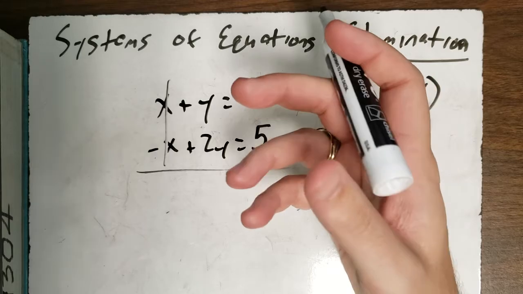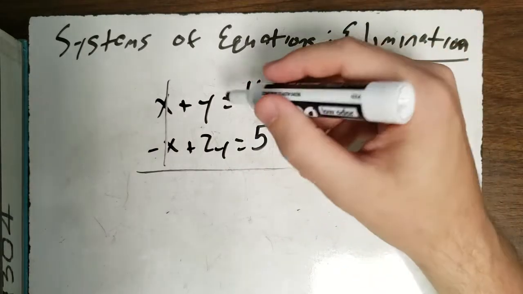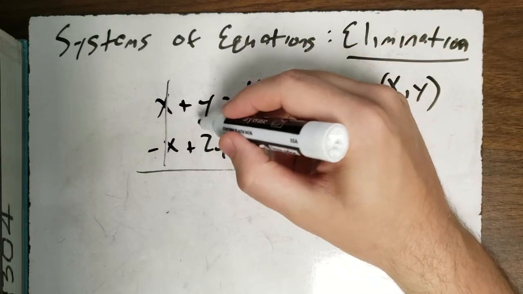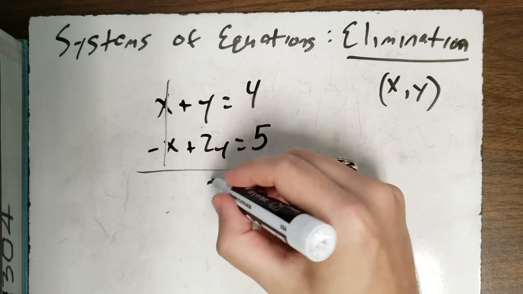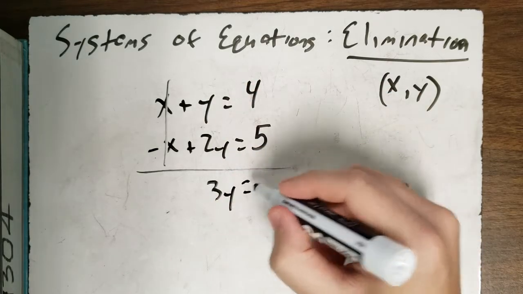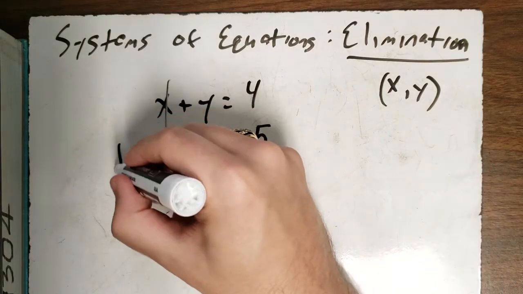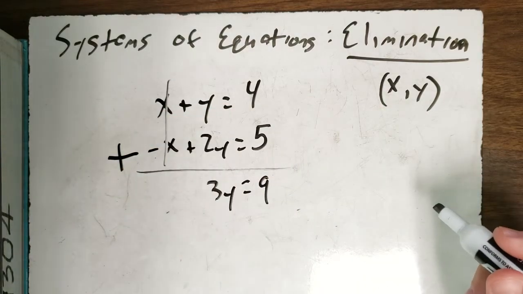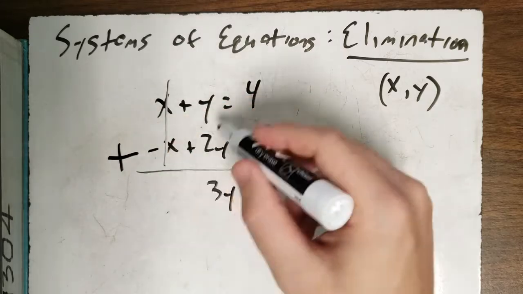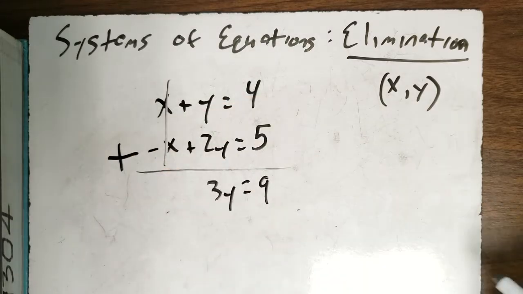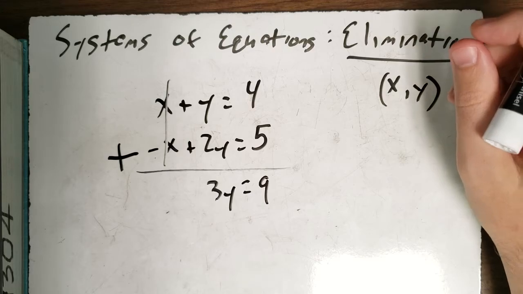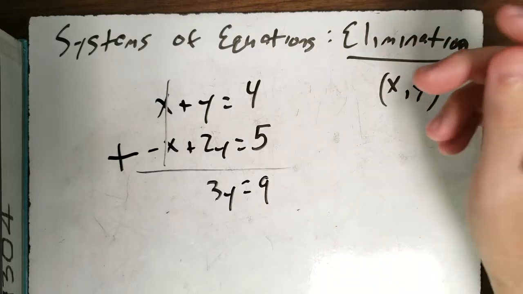Now let's add everything else we can add. We have y plus 2y. 1y plus 2y equals 3y, and 4 plus 5 equals 9. This is all one giant addition problem. That plus that cancels out, that plus that, that plus that. That's what we're doing, going straight down, adding everything up.